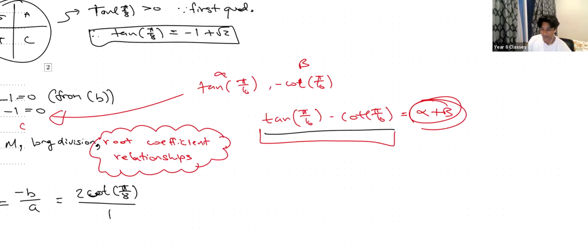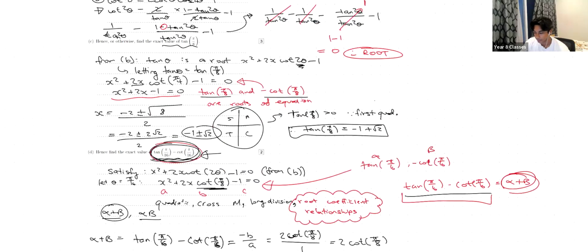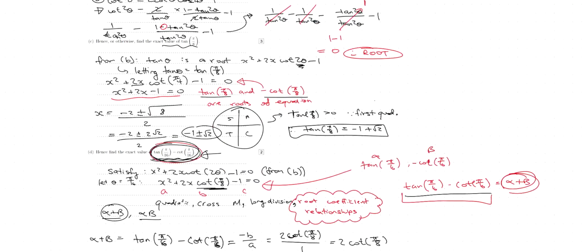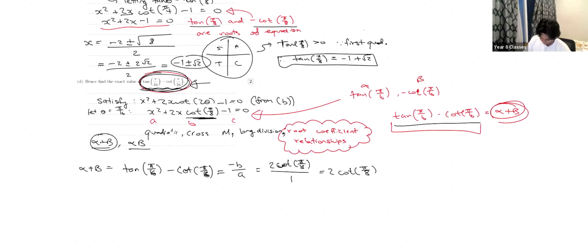And if you recall, from part C, we found tan pi on 8, right? Give you a moment to have a look. So we found tan pi on 8, which meant the other root was going to be minus cot pi on 8, because there were two roots and we just found one of them. So I'll put it in red: from C, we know that minus cot pi on 8 will be the other of the two answers. So it'd be the -1 minus √2 case.